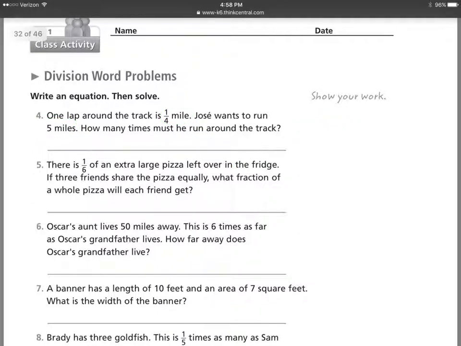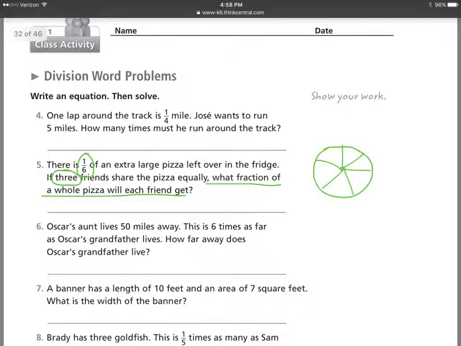Welcome back, and let's take a look at number 5. There is 1/6 of an extra large pizza left over in the fridge. If 3 friends share the pizza equally, what fraction of a whole pizza will each friend get? I've circled my key numbers, I've underlined my question, and now immediately I want to start drawing a picture of my extra large pizza, and I want to break that into 6, 2, 3, 4, 5, which makes 6 pieces.